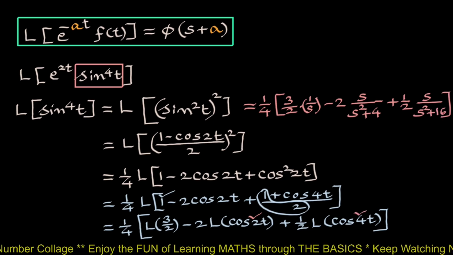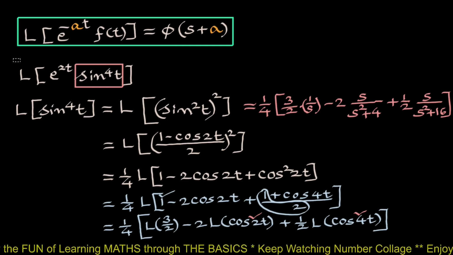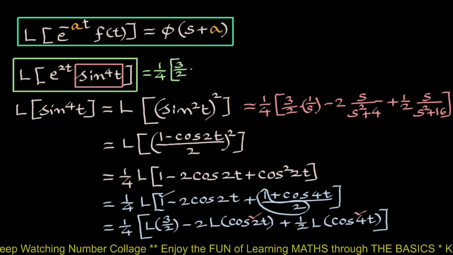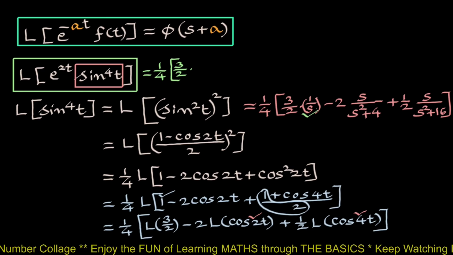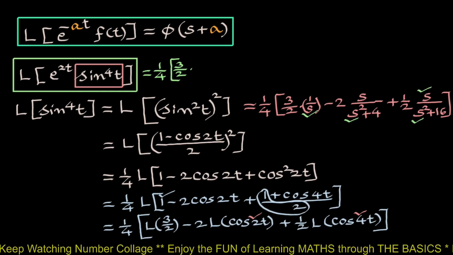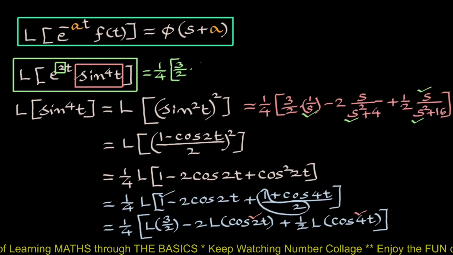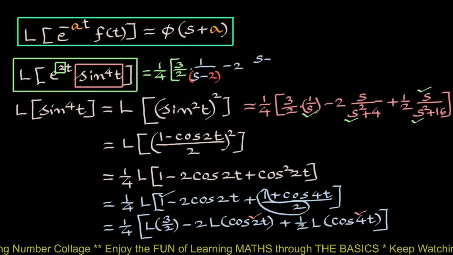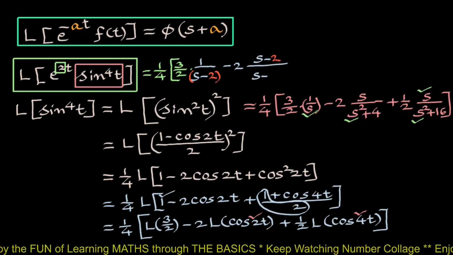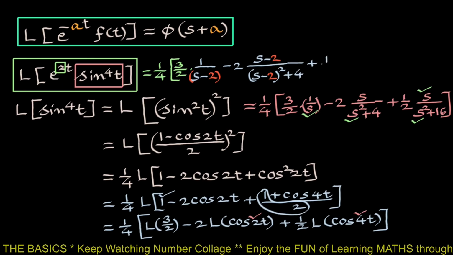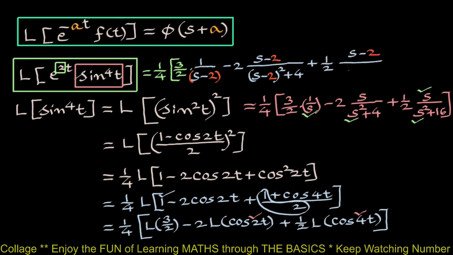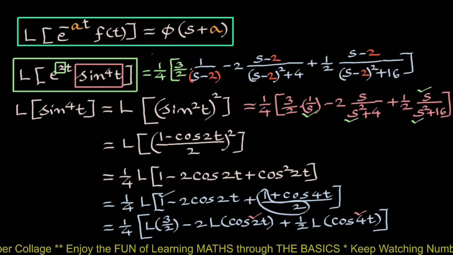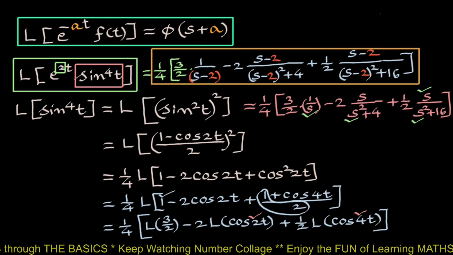Now by the first shifting theorem, this Laplace transform will be 1 upon 4 into 3 upon 2 into, where we have to replace s everywhere by s minus 2. So here it will be 1 upon (s minus 2) minus 2 (s minus 2) upon (s minus 2) whole square plus 4, plus half (s minus 2) upon (s minus 2) whole square plus 16. This can be further simplified to get a more simplified answer.